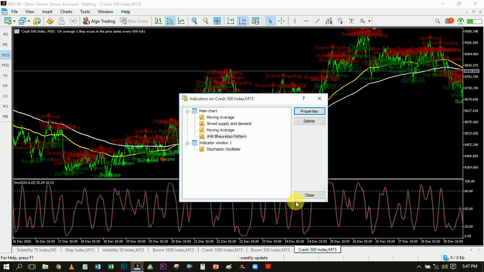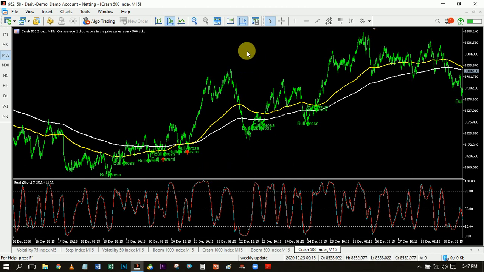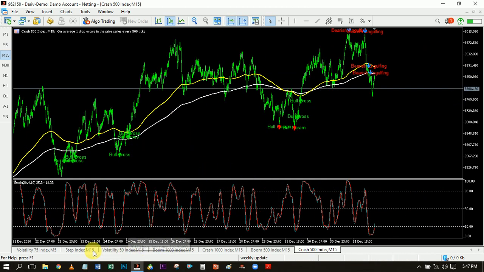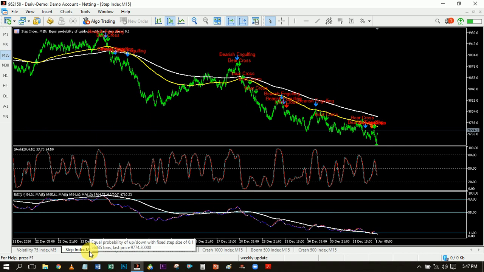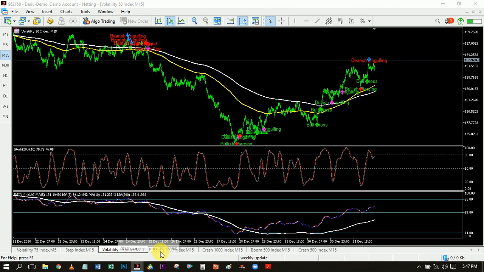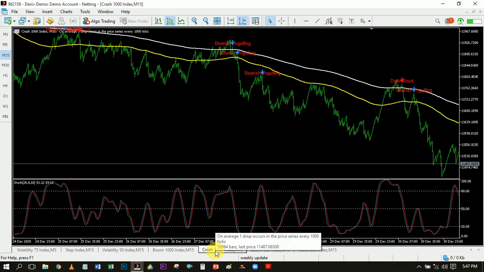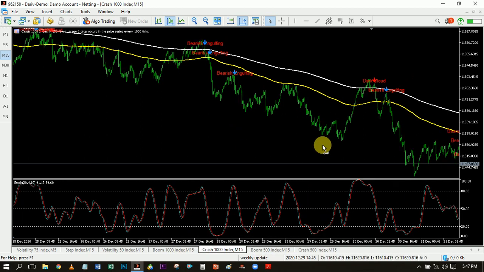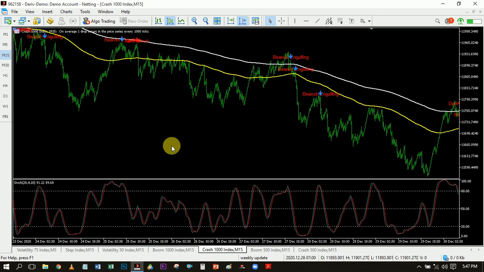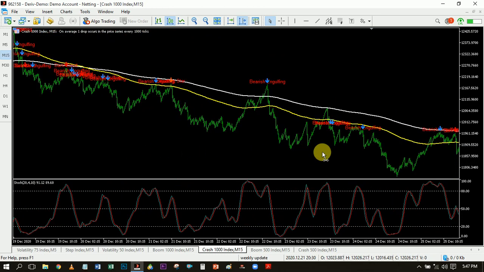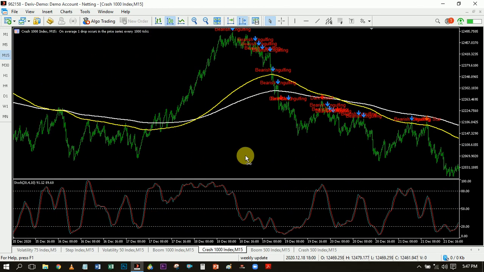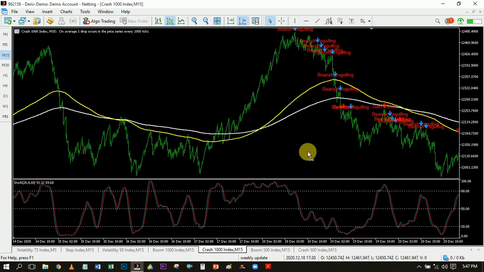Just click OK. All right, so let's just see another chart, if we could. You can use the same strategy for step index, volatility 75, any market that you want. It all depends on the particular market that you want to focus on.